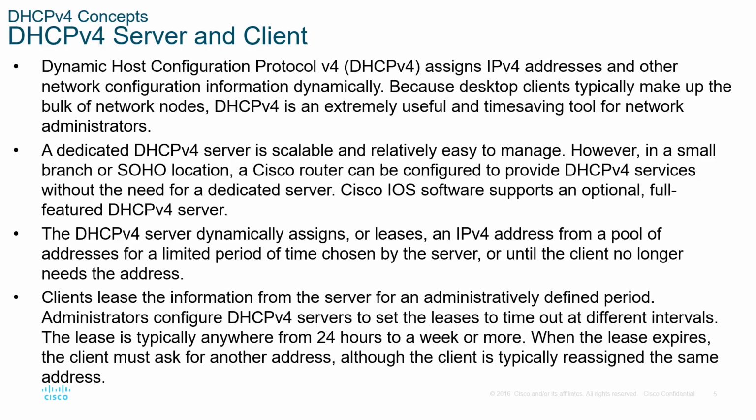Client leases the information from the server. So after requesting the information from the server, the client will basically lease that address for an administratively defined period, which is usually 24 hours. Administrators configure the DHCPv4 servers to set the lease to time out at different intervals. When the lease expires, the client must ask for another address, although the client is typically reassigned the same address.